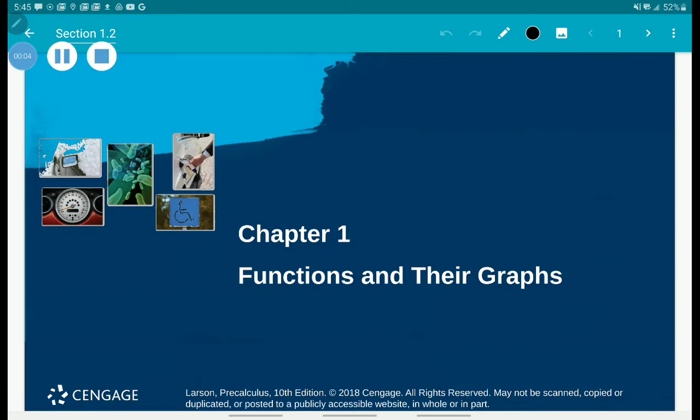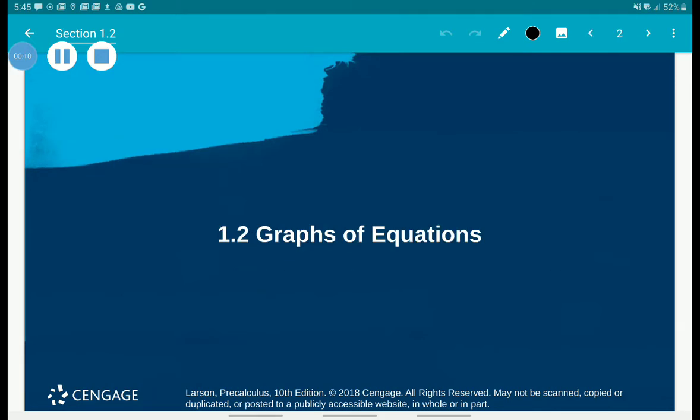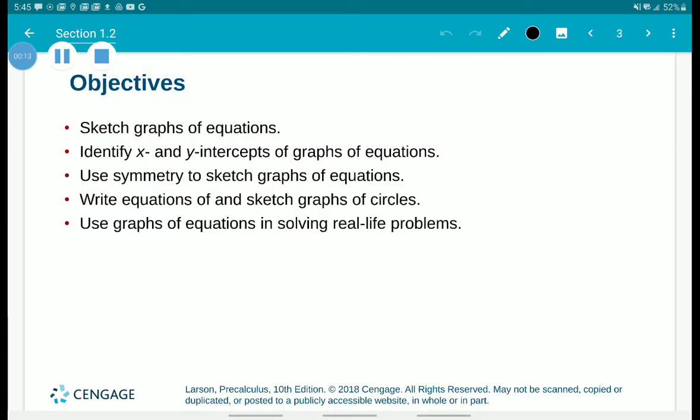In this section, we're going to explore functions and their graphs just a little bit deeper than what we've talked about. So let's talk about graphs of equations, just some things that you're going to see in this section. We're going to be able to sketch graphs of equations. We're going to identify x and y intercepts. We're going to talk about some symmetry with respect to the x-axis, y-axis, and origin. And then we're going to be able to write equations and sketch graphs of circles. And then we're going to look at a real-world example.